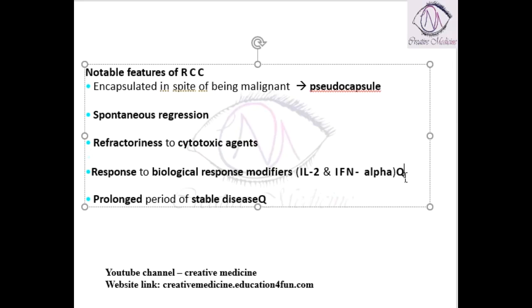Then if it is refractory to cytotoxic agents, we should give the patient biological response modulators or modifiers, like interleukin 2 or interferon alpha receptor antagonists. In renal cell carcinoma, a prolonged period of stable disease is seen.